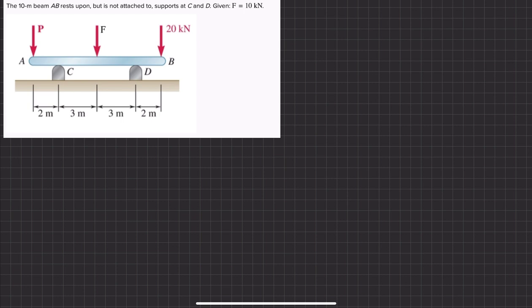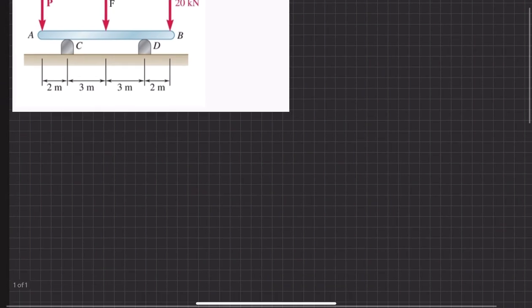So when reading this question, it's important to note that AB rests on but is not attached to the supports C and D. What that is telling us is that the bar is free to slide in the X direction, which means that there are going to be no reaction forces there when we draw our free body diagram. So first, let's go ahead and draw that.